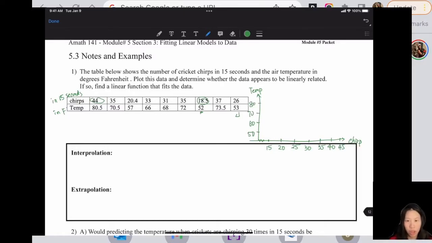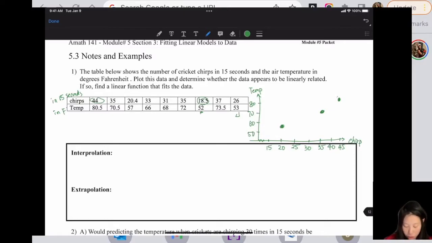Okay. So I have the first point here, then the second one, and then I have 20.4 corresponding to 57. You can do it by yourself. You can pause the video and do it yourself or fast forward, because I believe you know how to plot these two variables.